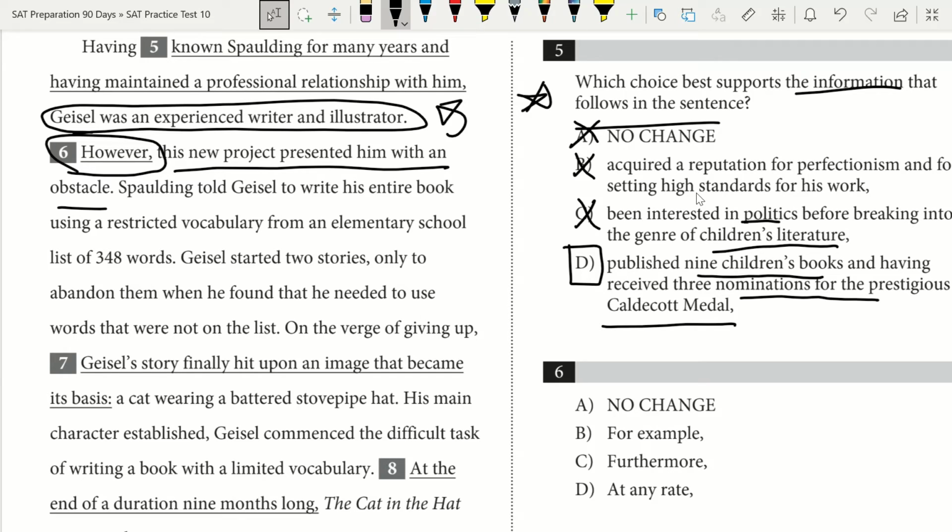Okay, so we talk about how he's experienced. However, this new project is presenting him with an obstacle. That's contrast, so my answer there is going to be A because however is the contrast transition. All right, so if you ever have to contrast things, you're going to be looking for a transition such as however or in contrast. For example, does not contrast, furthermore does not contrast, and at any rate also does not contrast. So my answer there has to be A for number 6.